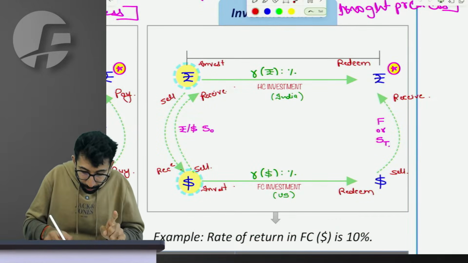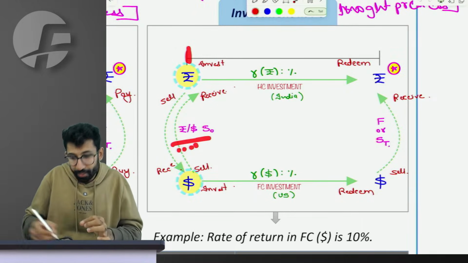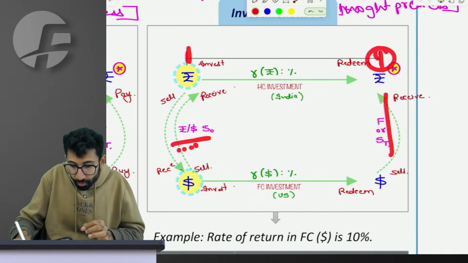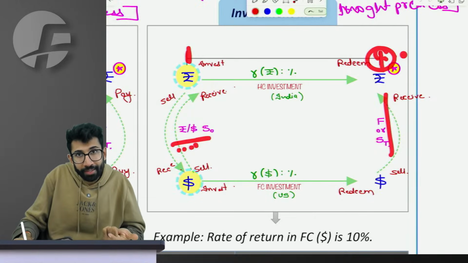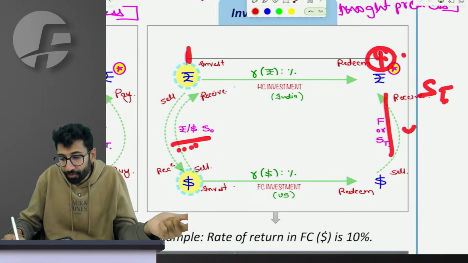Please always remember, whenever you do any transaction of buying or selling one currency to another, the spot rate will be used as S0. When you again do the buying or selling at the end, it will either be the spot rate at point T, ST, or the forward rate.